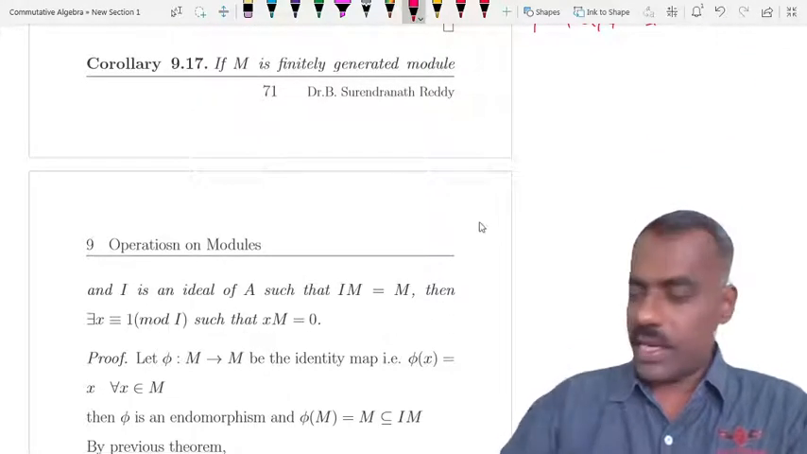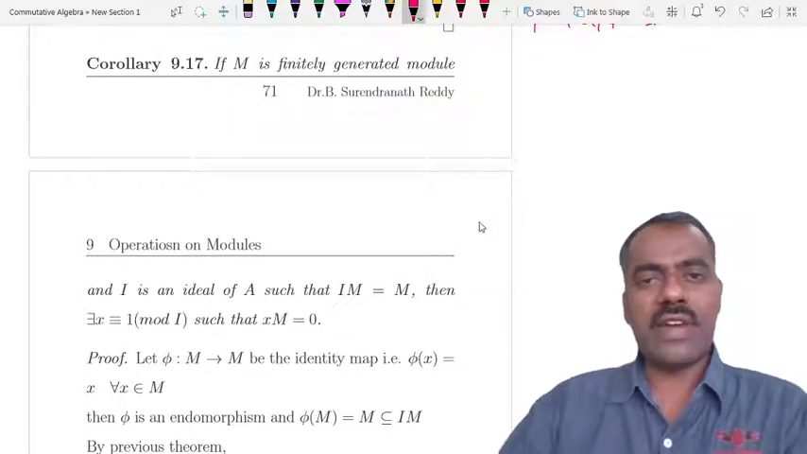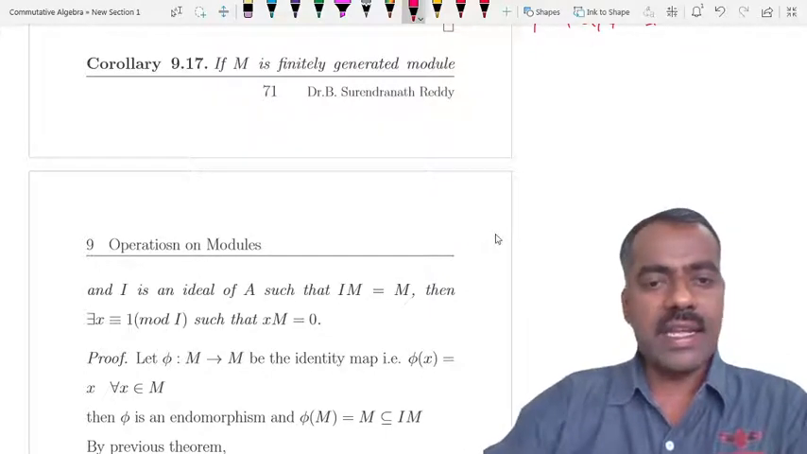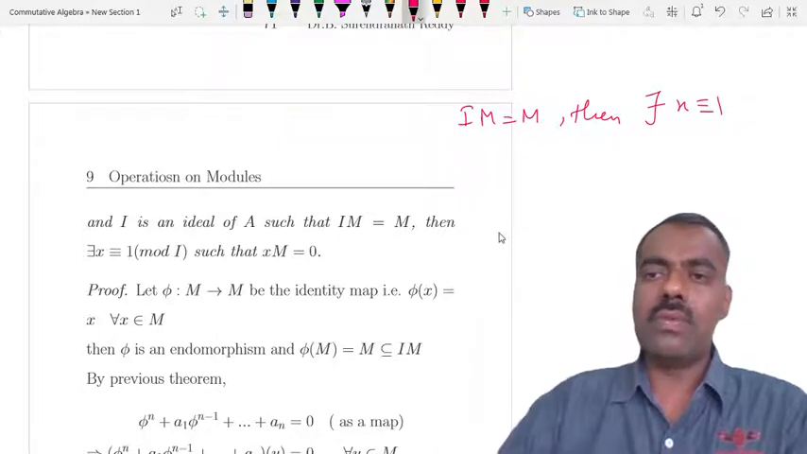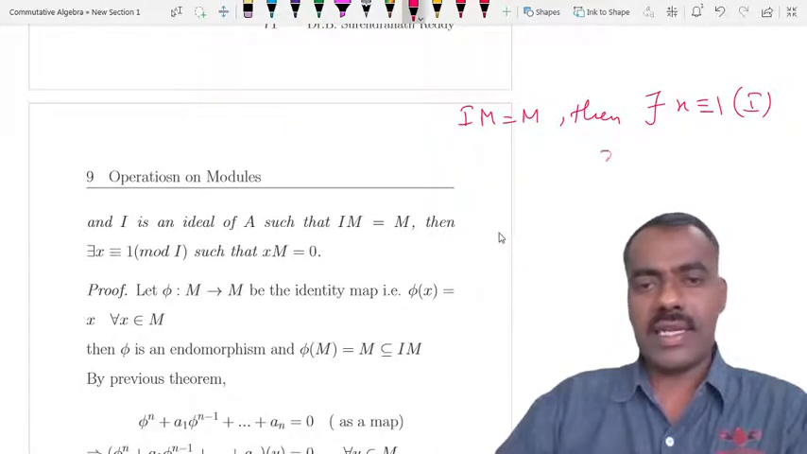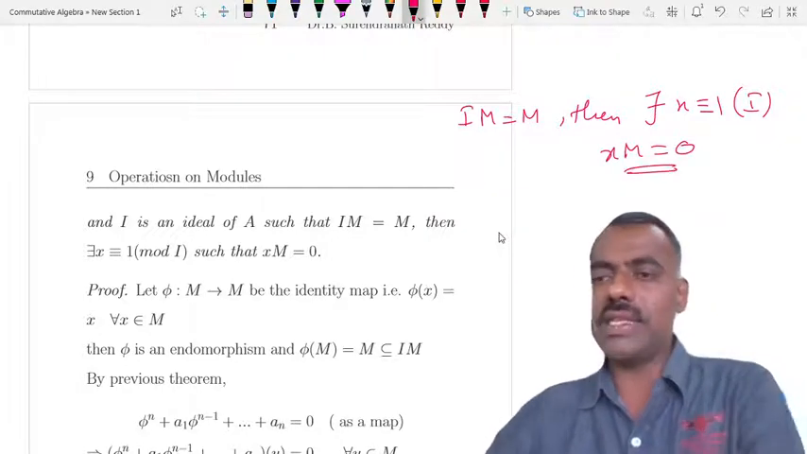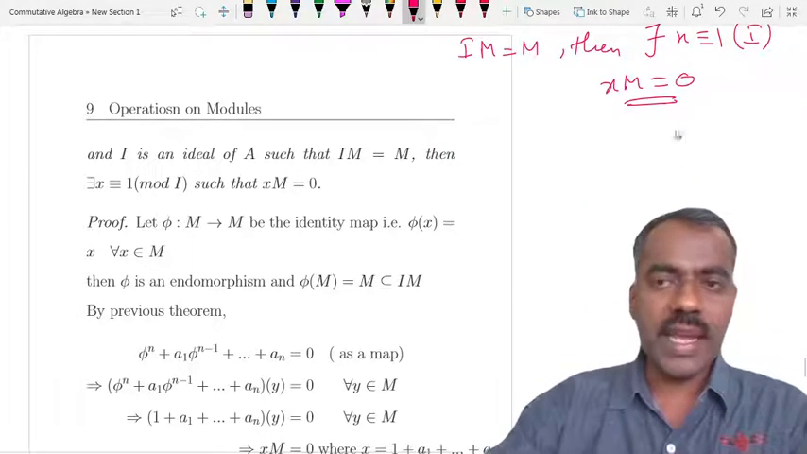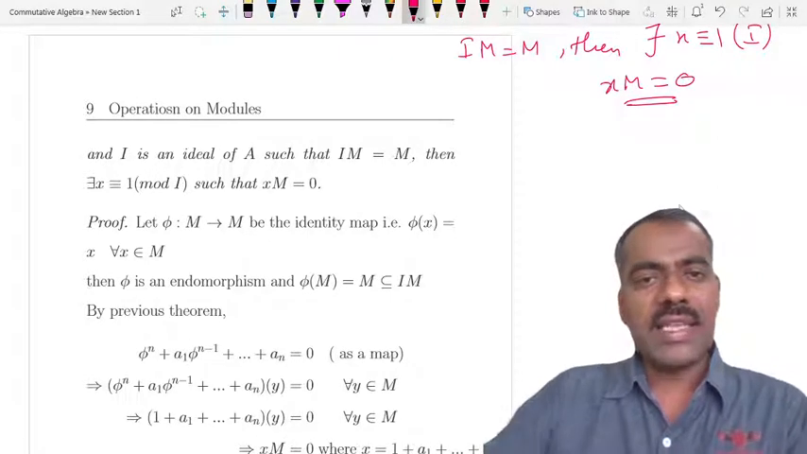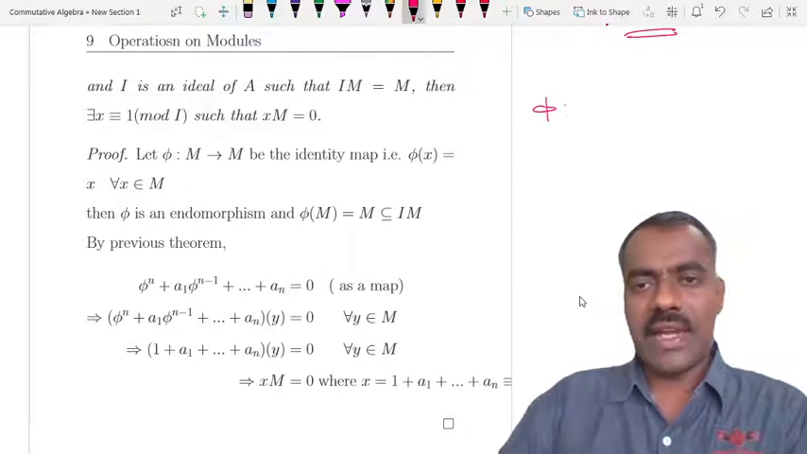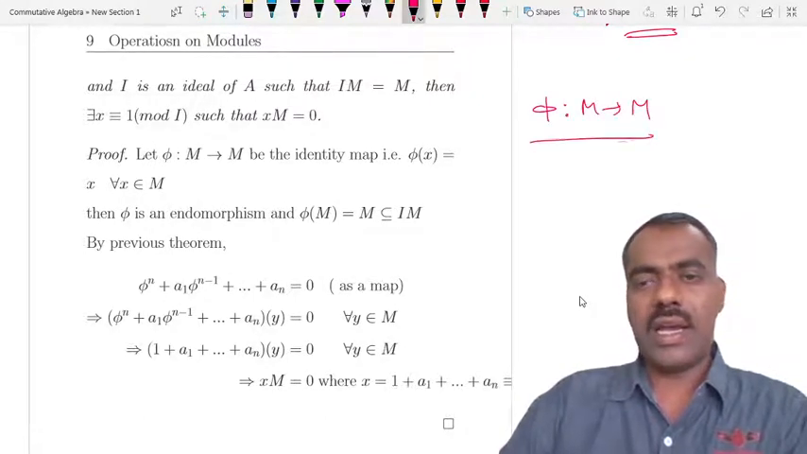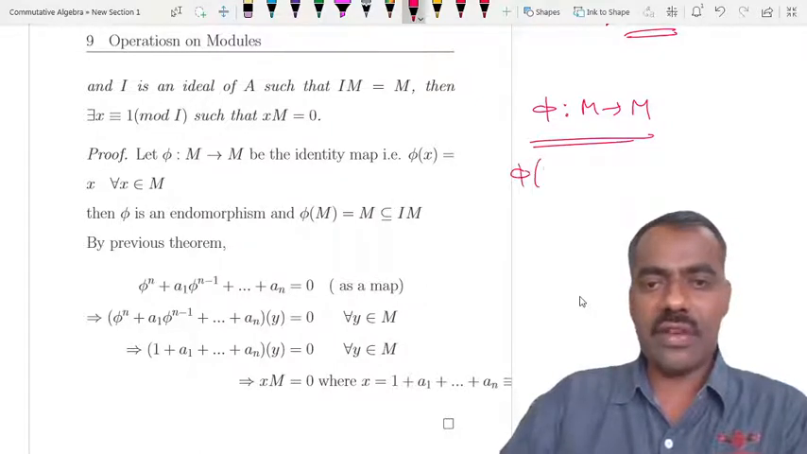So as a corollary, we can prove two results. One is: if M is finitely generated and I is an ideal of A such that I times M is M, then there exists some x which is congruent to 1 modulo I such that x times M is 0. So x kills M, and x is congruent to 1 modulo I. It follows from the previous result. You can simply take the identity map, which is an endomorphism, and you can check that phi of M is M, which is clearly contained in I times M.